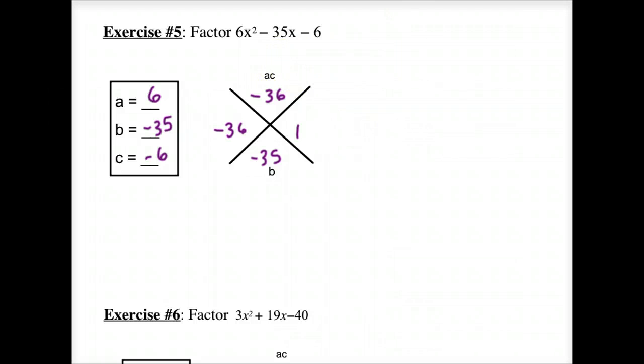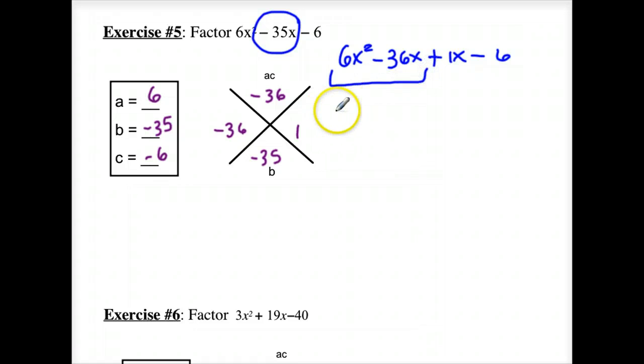Now this is where it gets a little tricky. I need to replace my B term. So what I'm going to do is write 6x squared, and I want to replace it with these two: minus 36x plus 1x, or x, it doesn't matter, minus 6. Okay, I put a B because that's my B term. I'm going to take the first two terms and factor it. These have a 6x in common, and x minus 6 is left over.